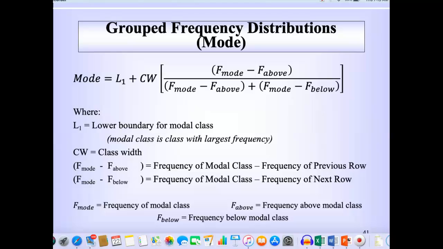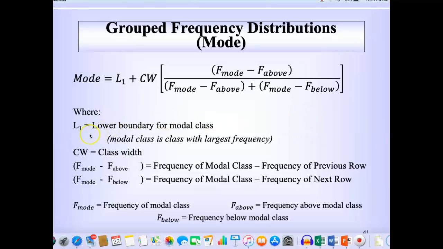So just take a minute to note the formula and the terms. You may pause the video to do this. Alright, so let's go to the terms. In this formula, L1 represents the lower boundary for the modal class. Now we went through the calculation of boundaries when we were doing the median video, so you may wish to go back to that to refresh your memory if necessary.